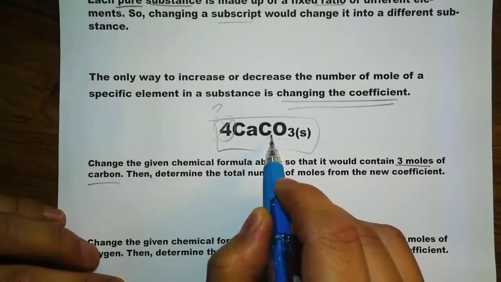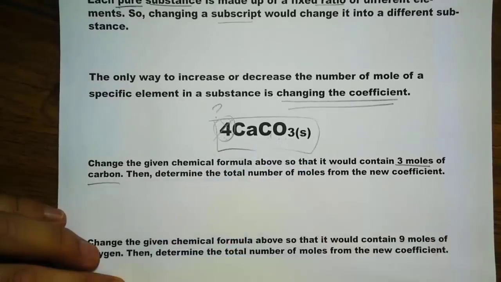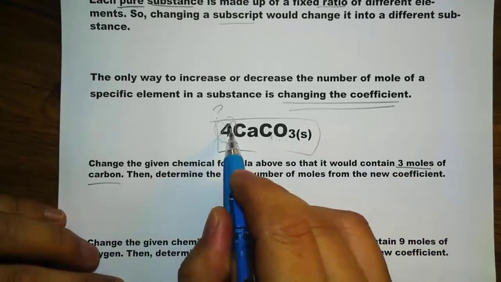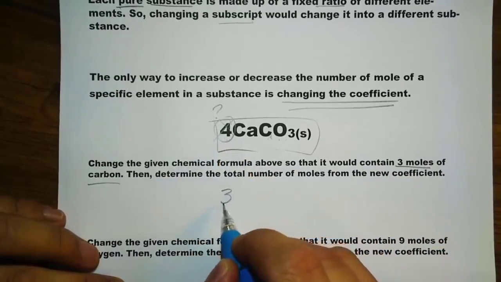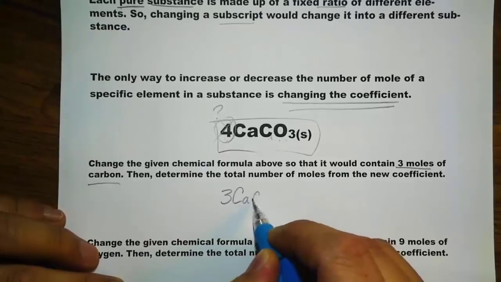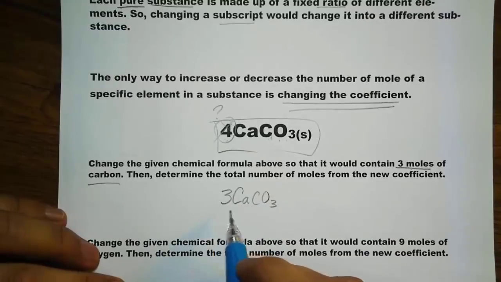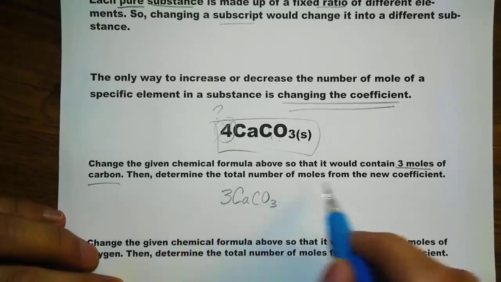So what would the coefficient be if we want 3 moles of carbon? Right there, the subscript is 1 because there's nothing there. So to give us 3 moles of carbon, that right there must be 3. So we have 3 CaCO3. But by changing the coefficient, we change the number of the substance, right? That's going to change the total number of moles as well. So we need to recount.